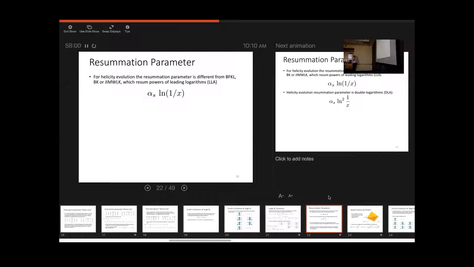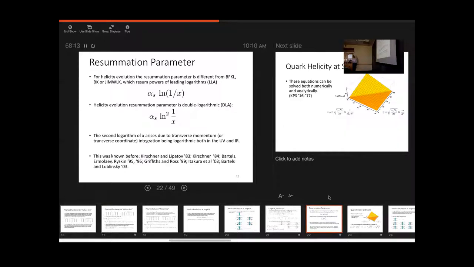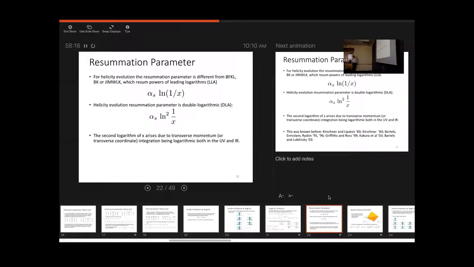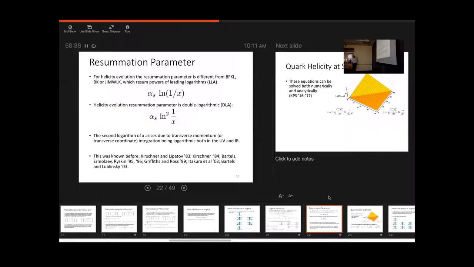So just to stress, in BFKL, JIMWLK, BK, we have leading-log resummation. Here, the leading resummation parameter is a double log, so alpha_s log squared one over x. This is what we're resumming. And the second log comes from the integration over the transverse momentum. So we need the part of the transverse integration space which has a UV divergence, which in this helicity case doesn't cancel and is cut off by the center of mass energy. In the unpolarized case, there are no UV divergences. They cancel and the transverse integral doesn't generate a log of energy. And this is not new, it's been known for many years, starting with papers by Kirschner and Lipatov in the early 80s, and others as well.